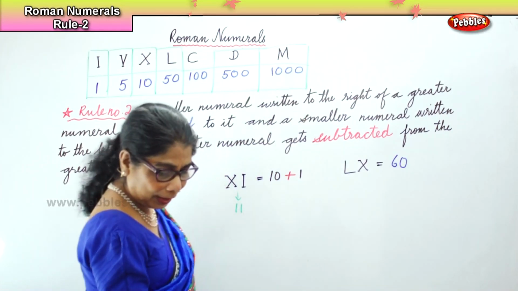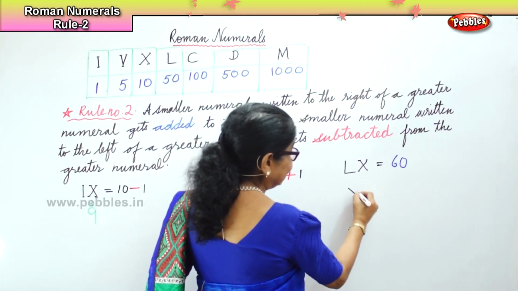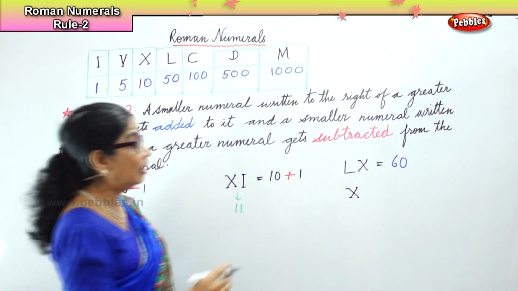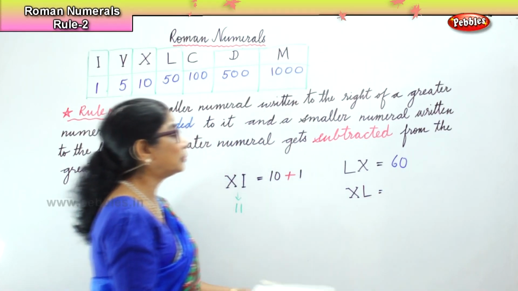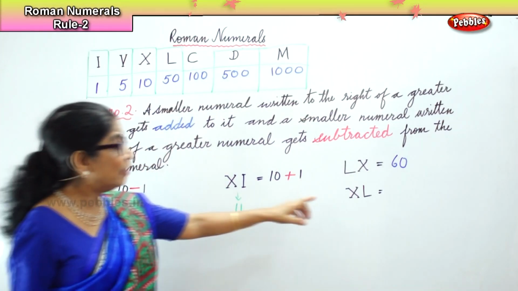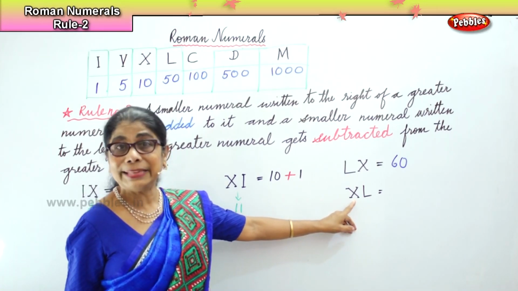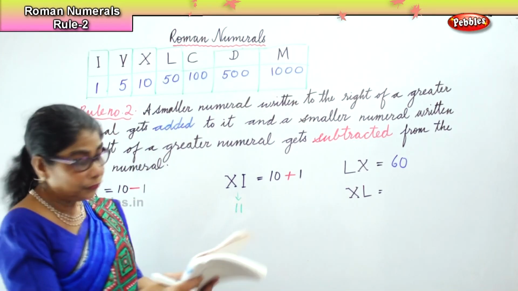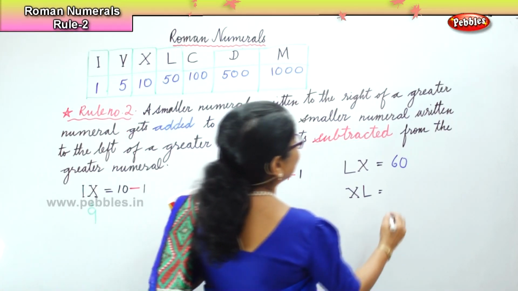Got it? Now, another example here. Now, I am going to put here the Roman numeral 10, and I am putting the 50 to the right of it. Now, when a smaller numeral is written to the left of the greater numeral, then what happens? That small numeral gets subtracted. So this is 50 and then this is 10. So 50 take away 10, that will be what number? 40.